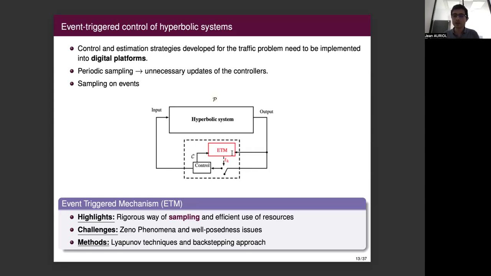However, you need to show the well-posedness, show the closed-loop stability, and show that you do not have the Zeno phenomena, which means that over a finite time interval, you have a finite number of samplings. And to do so, actually, you can use the backstepping approach I showed you with the Lyapunov techniques.